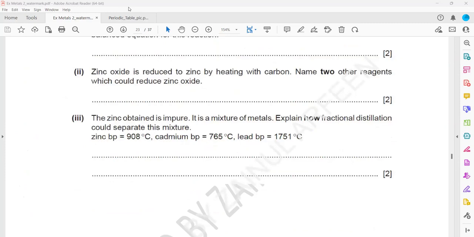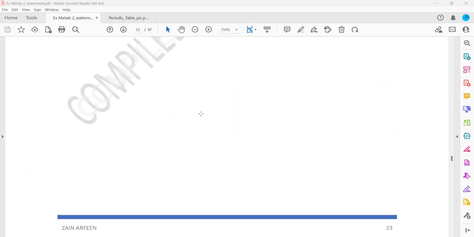The second mark is for mentioning the order of the distillation. One mark is for mentioning they have different boiling points. So the metals are separated on the basis of their boiling points, and cadmium distills off first, then followed by zinc, and at the last, lead.